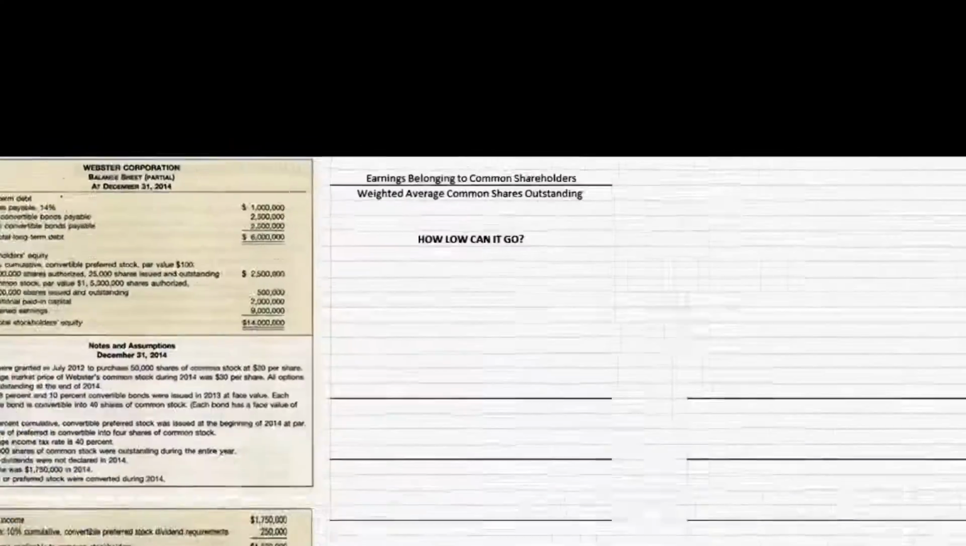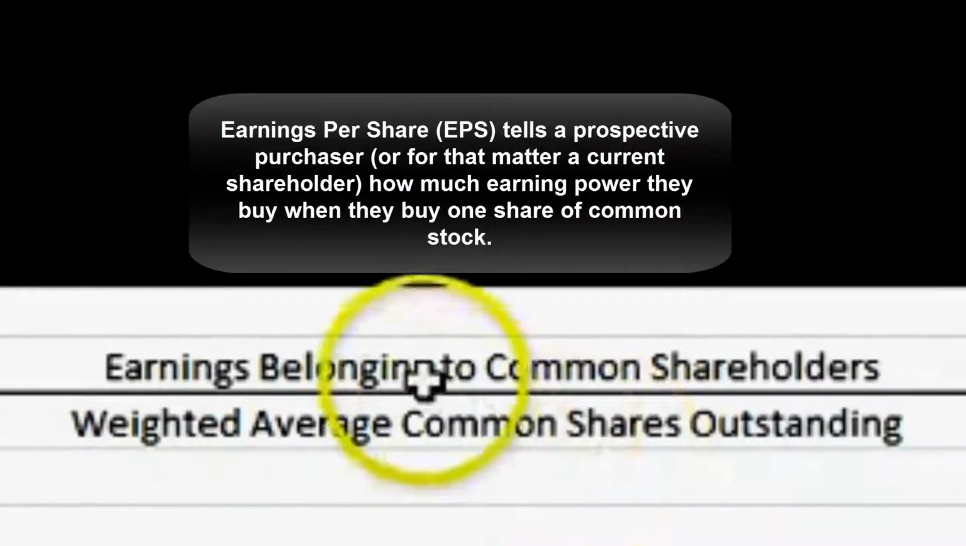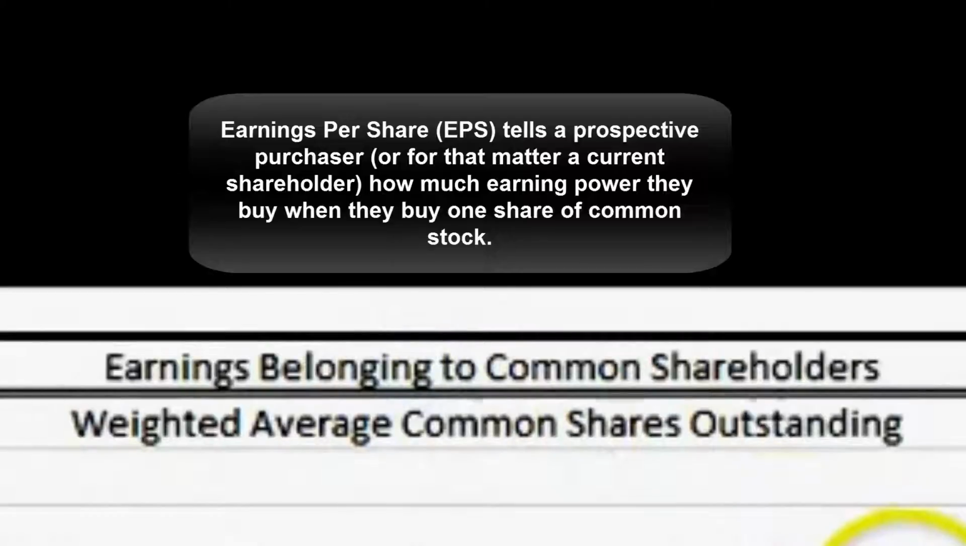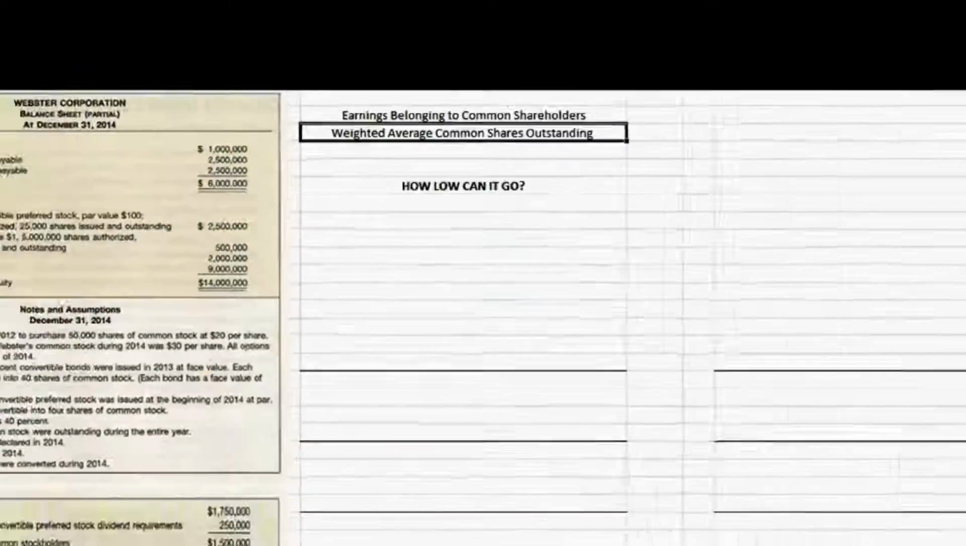Earnings per share tells a prospective buyer or an owner of a common share of stock how much earning power they buy when they buy one share. The formula is pretty simple. Earnings belonging to the common shareholders divided by the weighted average common shares outstanding.